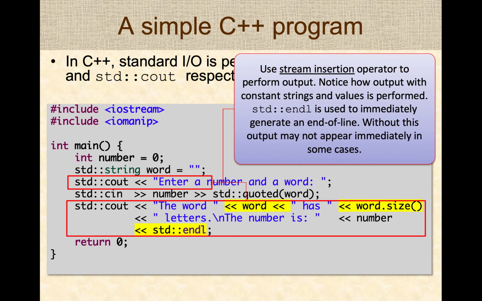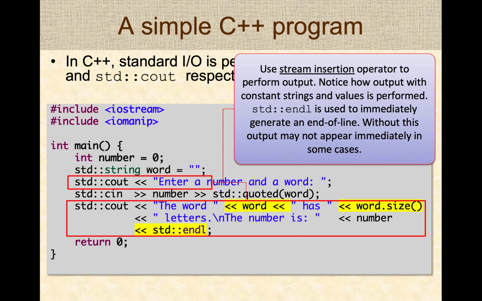Outputs in C++ are performed using the stream insertion operator or the less than operator. Notice that it's two characters. You type less than right next to each other for stream insertion. And you would typically use the standard cout or console output stream to print information. Notice how multiple variables and constant strings are all printed by a series of less than operators. That's the general convention of printing information in C++.